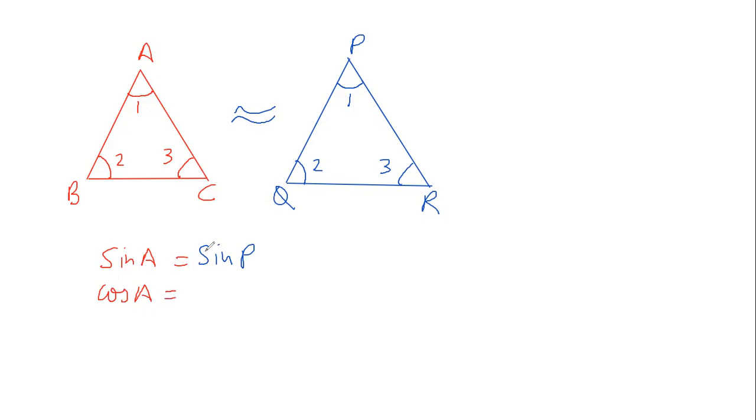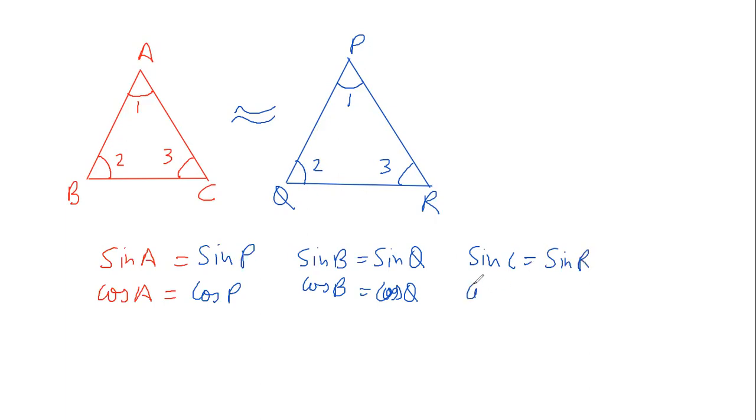So I can say cos of A will also be equal to cos of P. Similarly goes for the other angles also. So I could have said sine of B is equal to sine of Q and cos of B is equal to cos of Q. Similarly, I could have gone for the third angle. I could have said sine of C is equal to sine of R and cos of C is equal to cos of R.